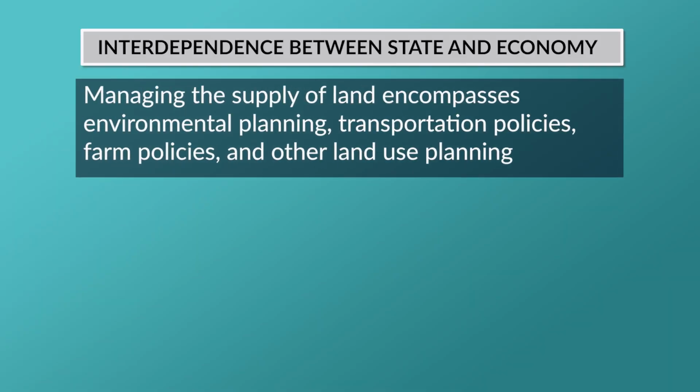Secondly, adjusting the supply of labor includes policies made by the state that influence the immigration and out-migration of people, education, technology policies, and social welfare policies designed to provide resources to households and individuals with sufficient employment opportunities as well as income. Finally, we need to understand that managing the supply of land also encompasses government regulations, planning, environmental protection, transportation policies, farm policies, and other types of land use planning.